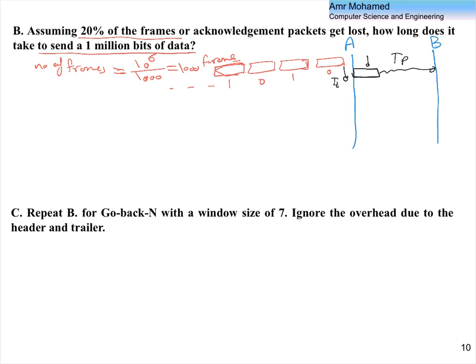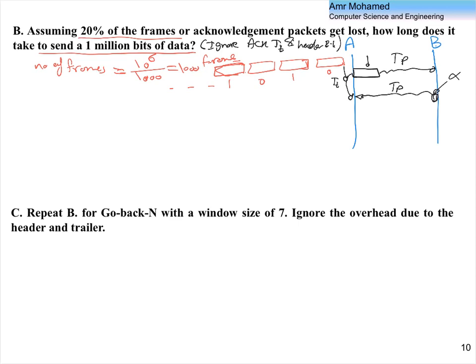So what does A have to do after transmission? A has to wait, and it cannot do anything until the acknowledgement comes back, which takes another propagation time. Of course, the transmission time for the acknowledgement here is ignored, because the acknowledgement is a control frame with a very small size. So I actually have to add this here: ignore the acknowledgement transmission time and header and trailer. Ignore the effect of these while estimating the time, because actually considering them will not add much to the total time.